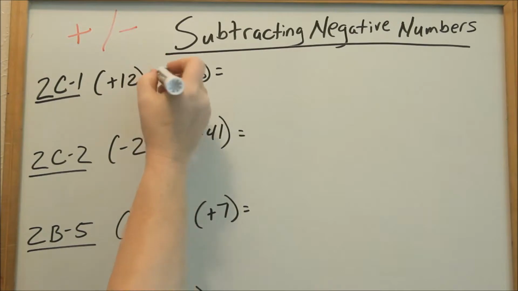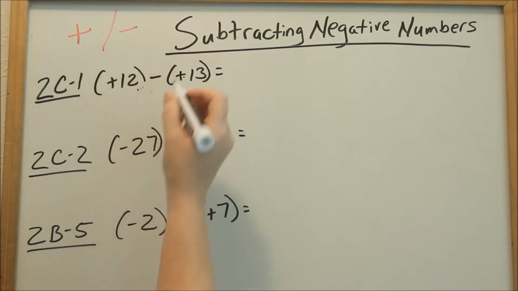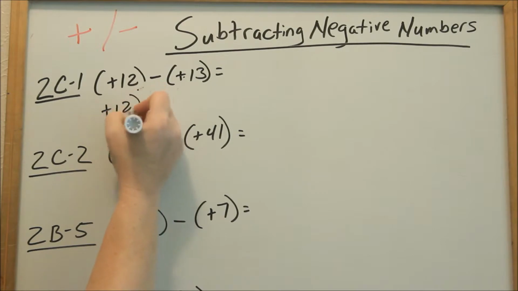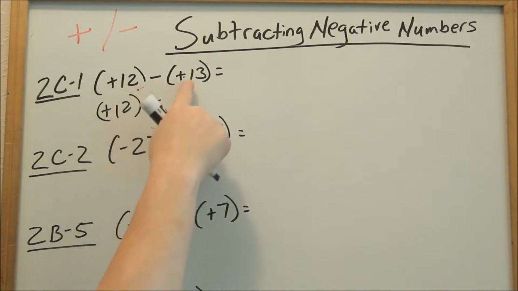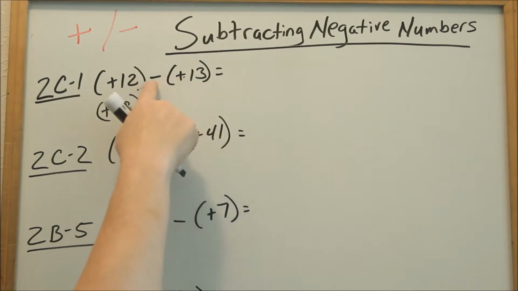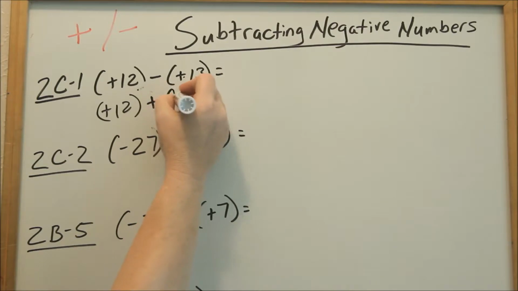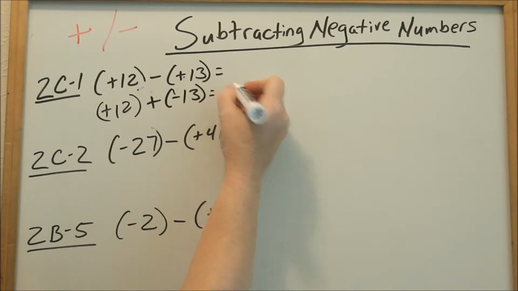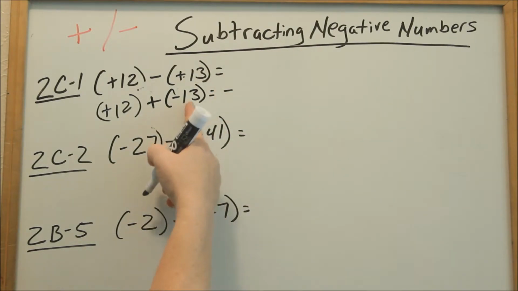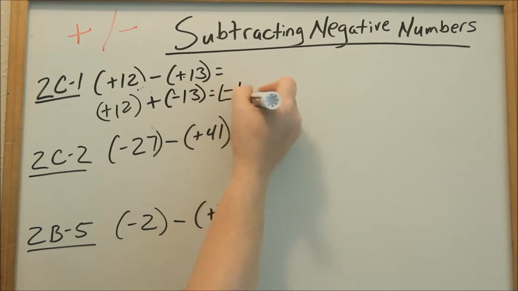If you want to rewrite it underneath, you have a positive 12. You're not doing anything to the first number. This becomes a positive, then this symbol says change this to do the opposite, because you're subtracting. So this becomes negative 13. Now this looks just like last lesson. You have $12 and you owe 13. If you have 12 and you owe 13, are you going to have or are you going to owe in the end? You're still going to owe. Well, how many will you owe? 13 minus 12 is 1.